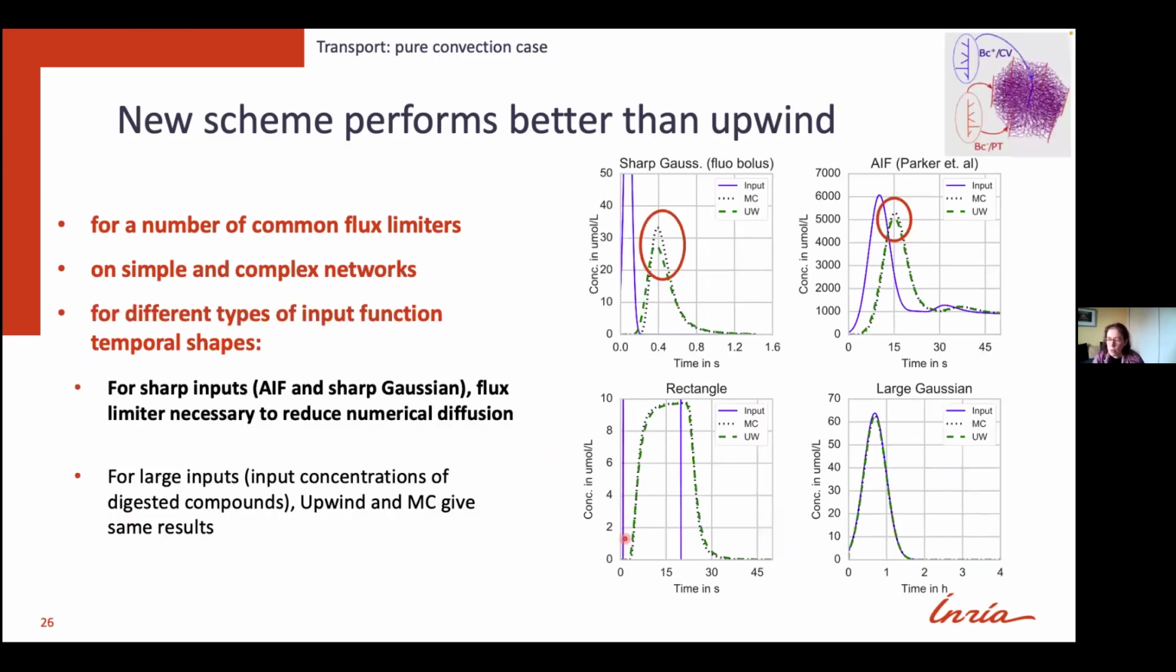And so what you see is that when you have a large Gaussian, it doesn't really matter which numerical scheme you use, but if you use a sharper Gaussian or this typical medical imaging input curve, you see more of a difference in the transported curve. So we concluded that for sharp inputs, you really need this flux limiter to reduce the numerical diffusion.